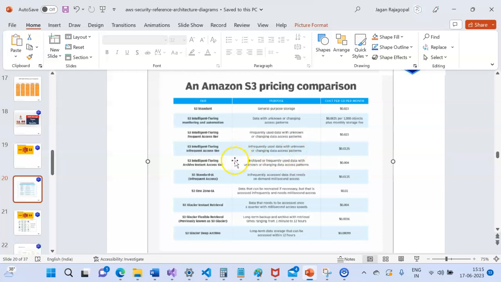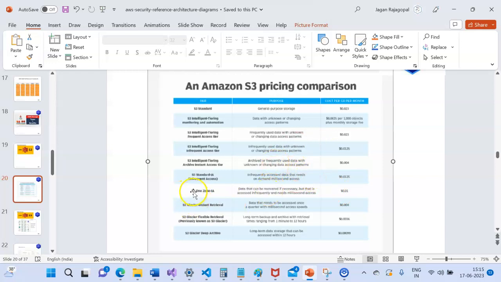Infrequent access means you're not accessing the data for a long period of time. Accordingly, your charge will be less. If you're going for infrequent, you have to pay some cost when you access it. Suppose you want to access it at some time, then they are going to charge for that access. So that will be your infrequent access tier.